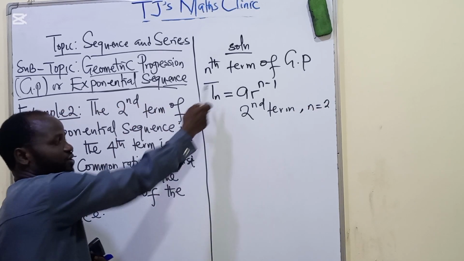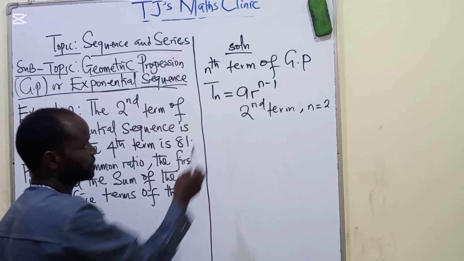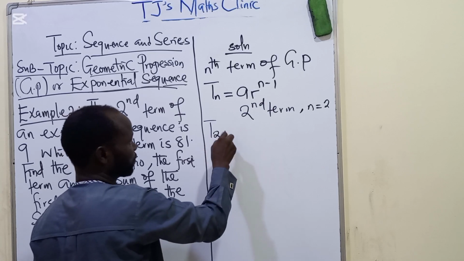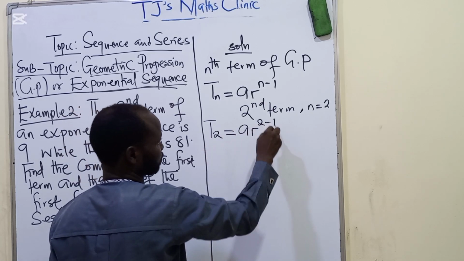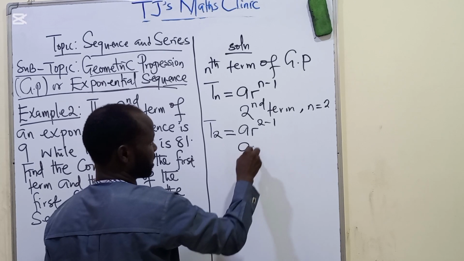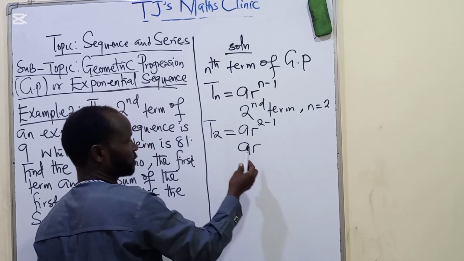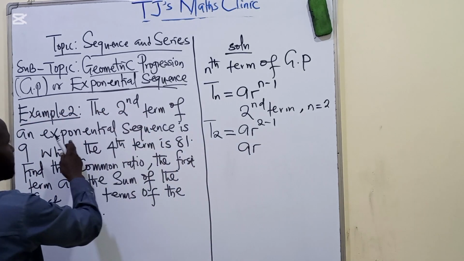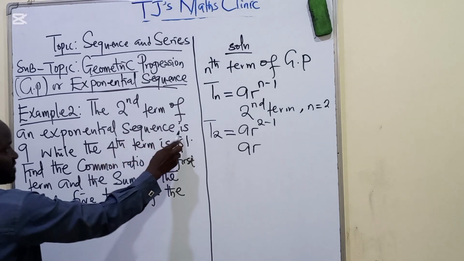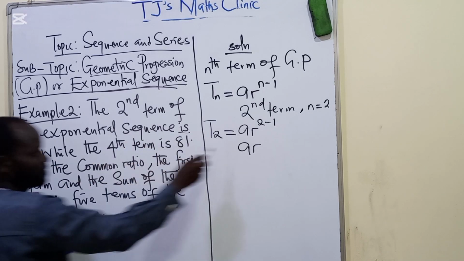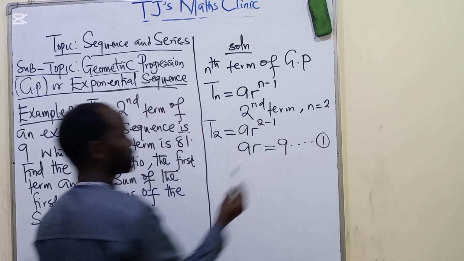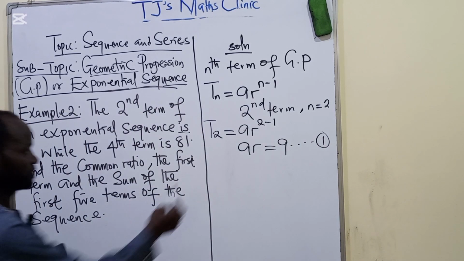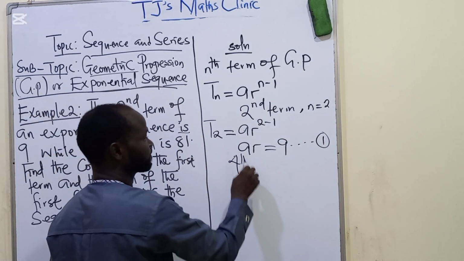If we're looking at the second term, it means n is equal to 2. So let's substitute n equals 2 into this nth term. So T2 now will be equal to AR power 2 minus 1. This will be AR, since 2 minus 1, of course, is 1. And we are told that the second term of the exponential sequence is equal to 9. So AR equals 9. Let's call this equation 1.